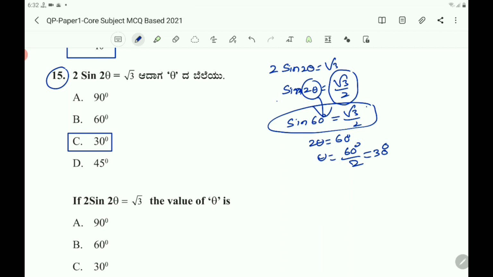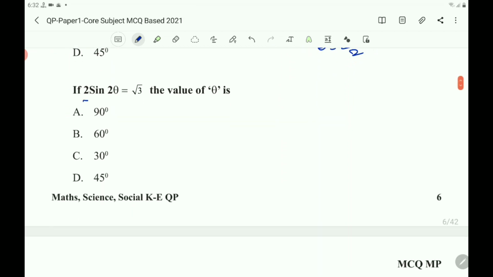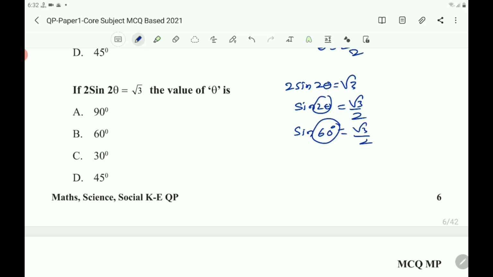In English medium, the same question: 2 sin 2 theta equals root 3. So it is given 2 sin 2 theta equals root 3. This is to be transferred here. So you write sin 2 theta equals root 3 by 2. And you know that sin 60 degree equals root 3 by 2. So 2 theta equals 60 degree. Then theta equals 60 degree by 2, that is equals 30 degree.